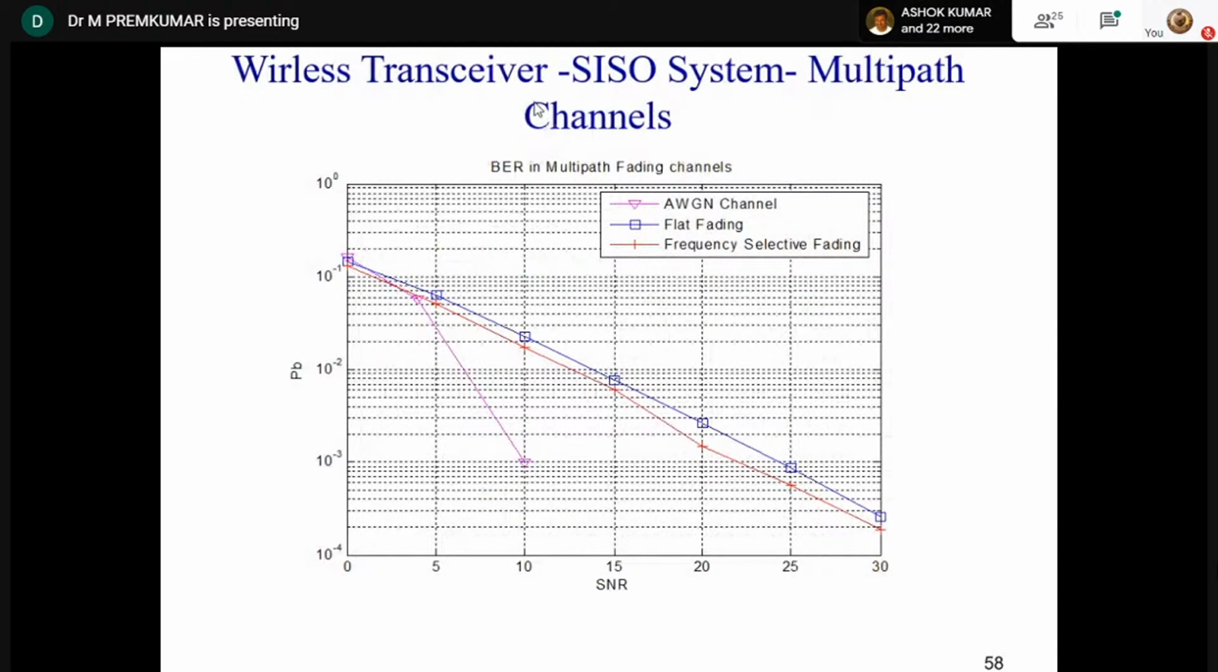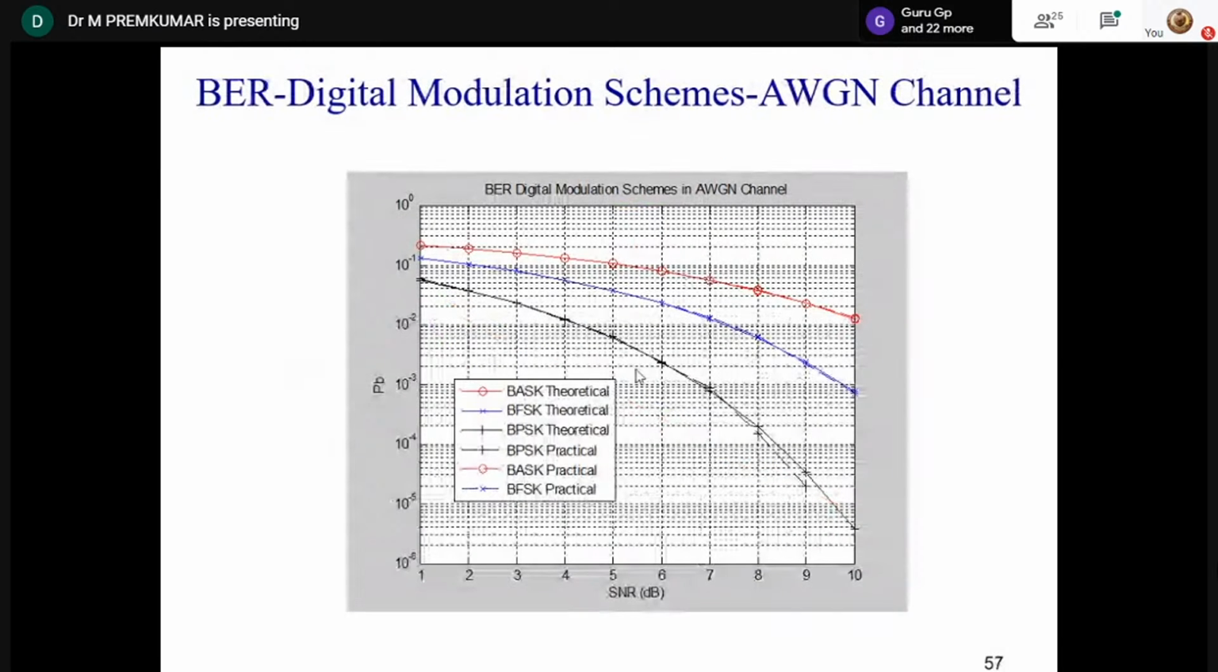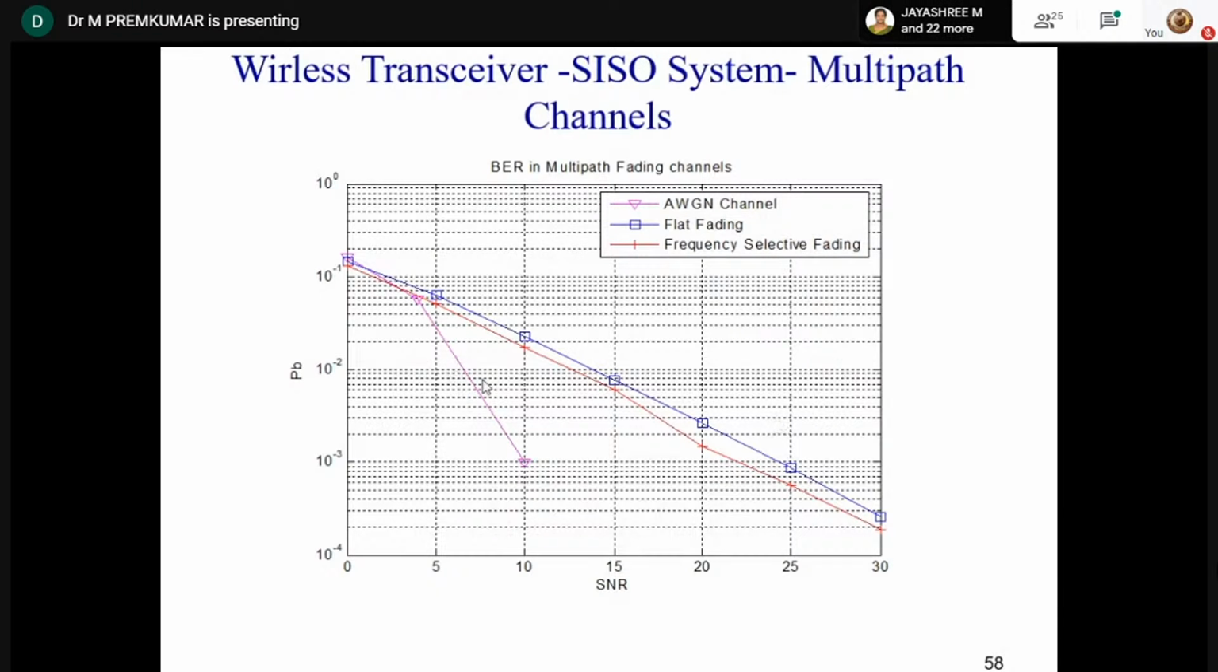you'll be having the wireless transceiver performance for a single input single output system in multipath fading channels. So here, see, this is for the case of BPSK signal. Earlier in this graph we saw in the previous slide, it came around 10 power minus 10. Okay, so this is for BPSK. So this curve is considered to be also for BPSK.